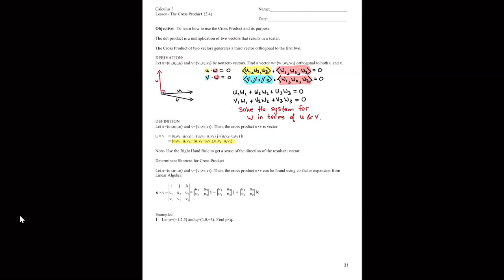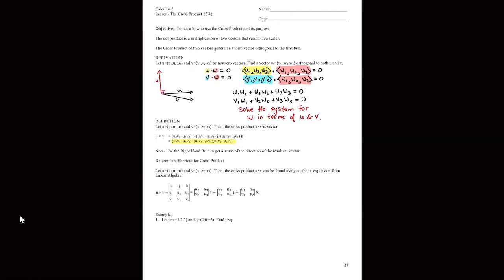So we can find the cross product using that lovely looking formula, or we can use what's known as the determinant shortcut for cross product. There's a couple of reasons why you would want to use a determinant shortcut. One reason would be a pretty simple one. It's a whole lot easier. All right, just keep it simple.